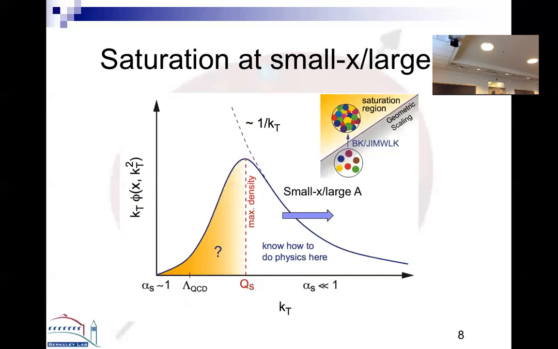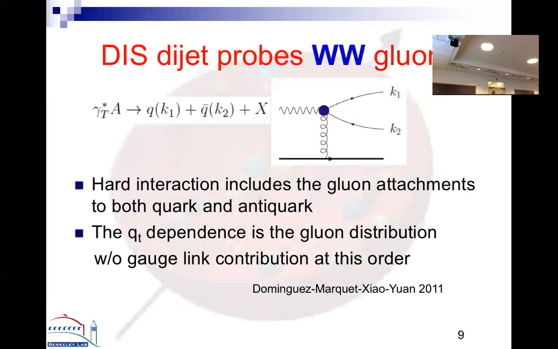So actually we know how to do the physics here. I think this plot is particularly from Yuri. And that's the beauty about this physics, and it's a very exciting result. So what we have been doing in 2011, we basically proposed that we could do that measurement of the Weizsäcker-Williams gluon spin, just look at the di-jet. So in this process, we actually probe this Weizsäcker-Williams gluon distribution.